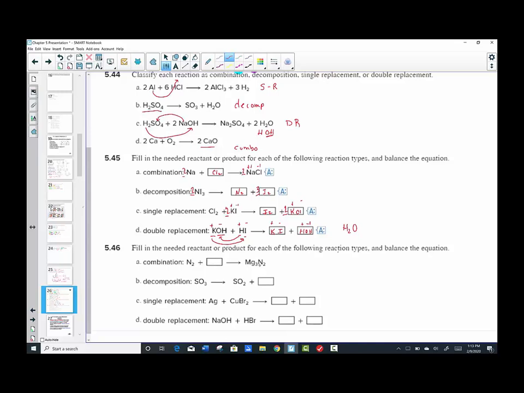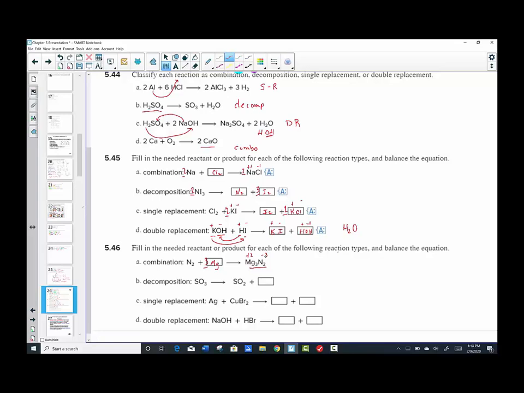Magnesium nitride formed. Notice this is a combination, so I'm building a compound from its elements. The elemental form of magnesium is just Mg. So then I just need to balance by placing a 3 in front of it. 3 Mg's combine with the elemental form of nitrogen, and notice based on charge, magnesium is a +2, nitride a -3, so we crisscrossed and found our formula, and we balanced the equation.